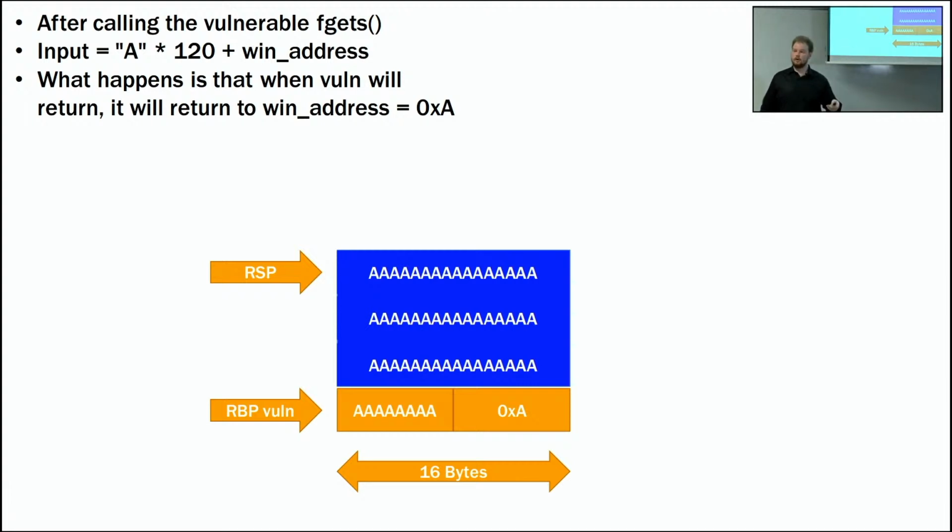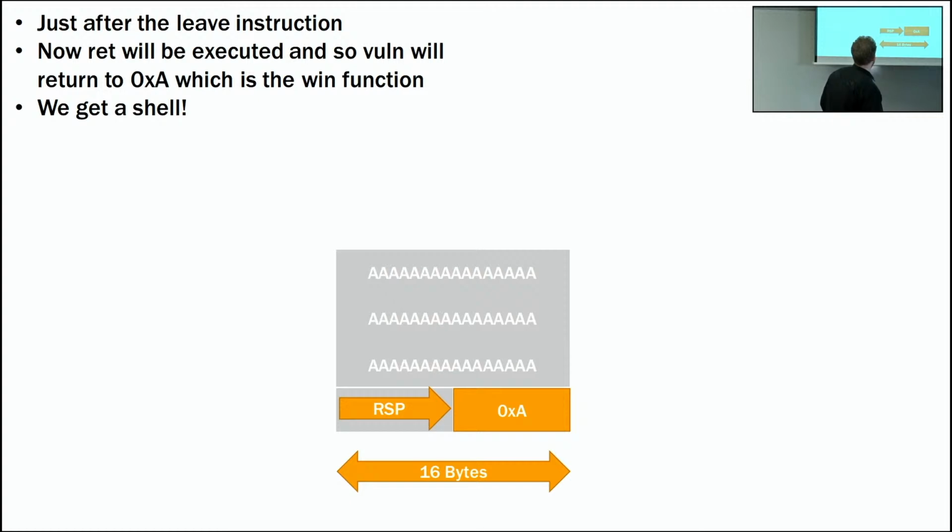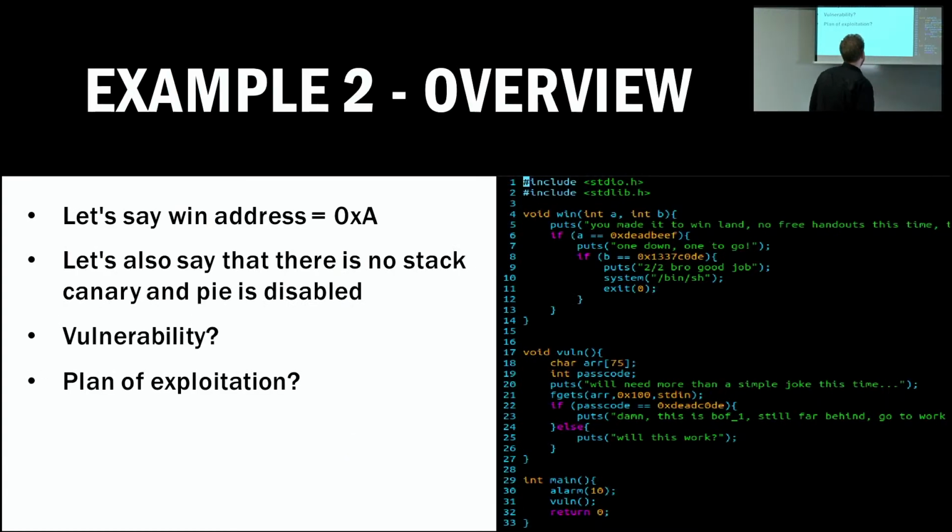So basically we can overwrite the return address. I've set the address of win to be hex A just for demonstration purposes. It's not really hex A, but the idea is still the same. So we smash the stack, we overflow all the way up to the return address, and then we put an arbitrary value in that spot. So in this case, hex A. So when the leave gets executed, the stack pointer is pointing to the return address, and then ret is being executed, and we get a shell.